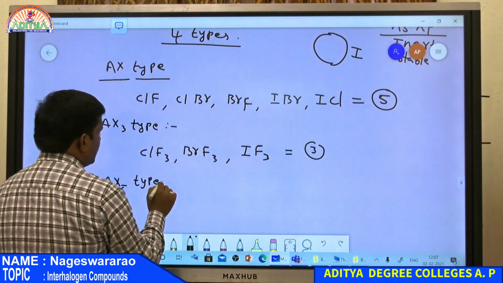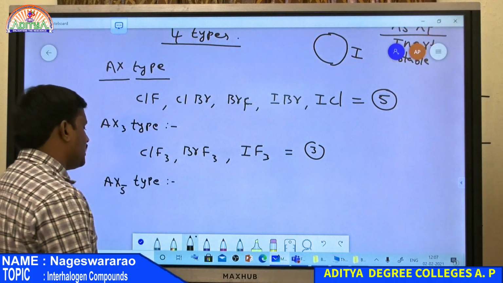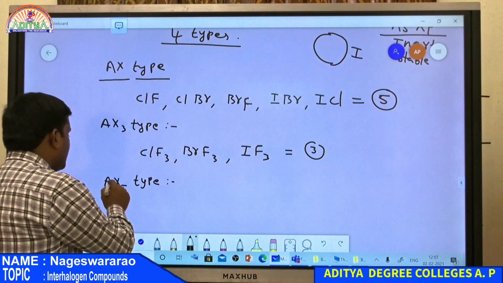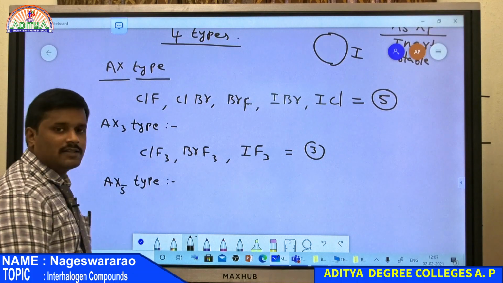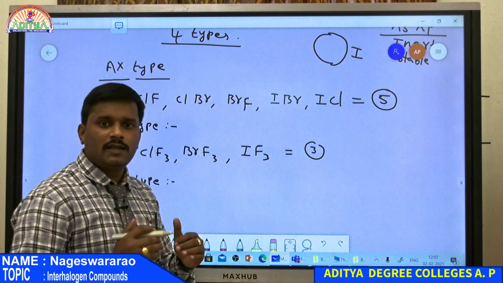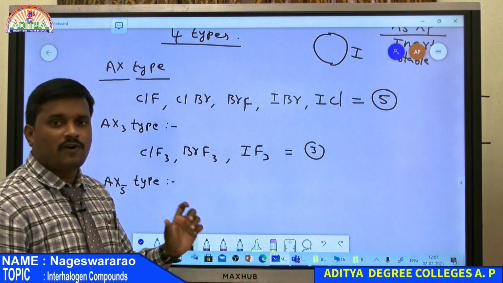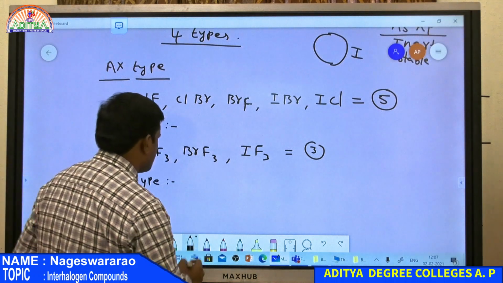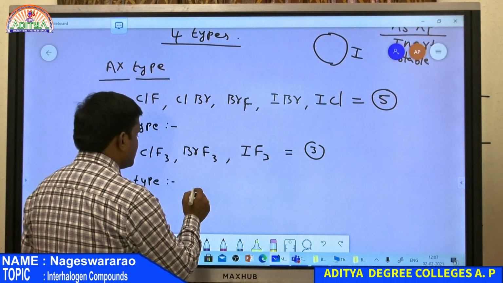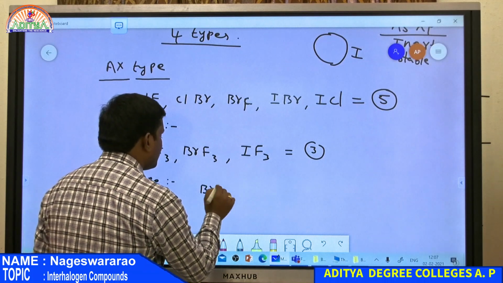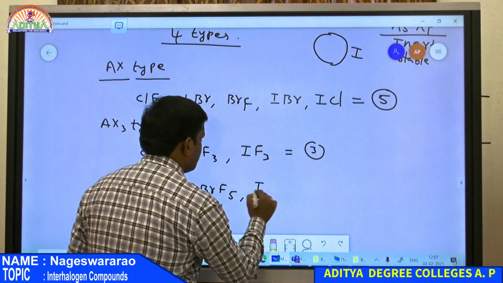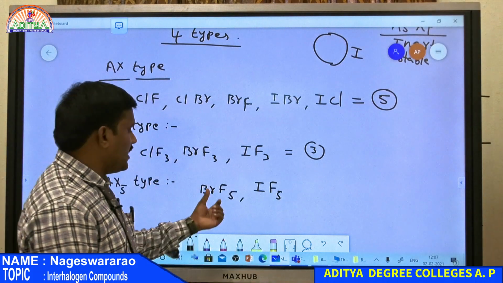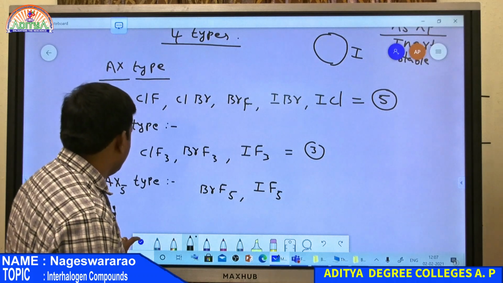This is the third category, having the general formula AX5. Therefore one halogen is bonded with 5 other halogens. A is one type of halogen and X is another type of halogen. Whenever one type of halogen is bonded with 5 halogens of another type, that is X, it gives an AX5 type interhalogen. The examples for AX5 type are BrF5 as well as IF5. So both iodine as well as bromine form AX5 type interhalogens.